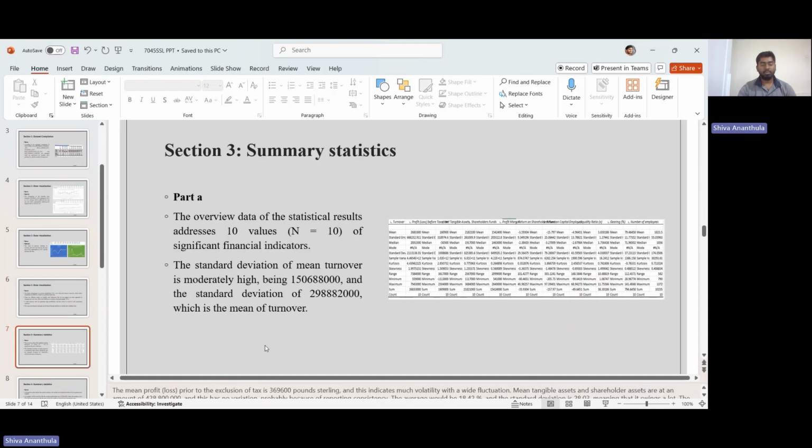And moving on to the next slide, section 3, summary statistics. Part A. The overview of the statistical results addresses 10 values, N is equal to 10, of significant financial indicators.